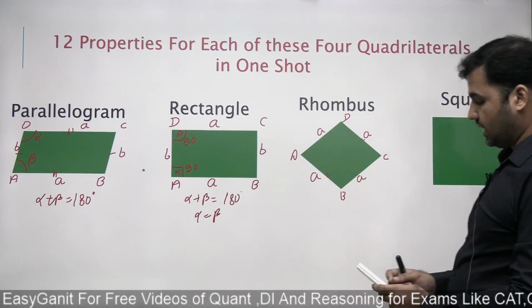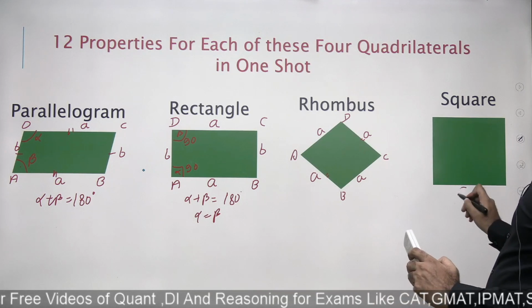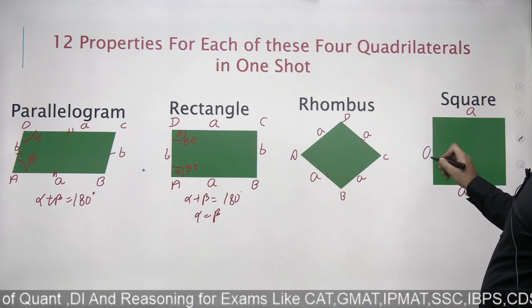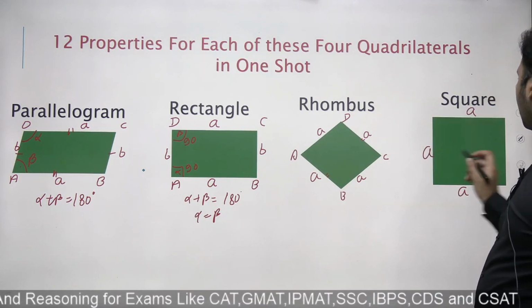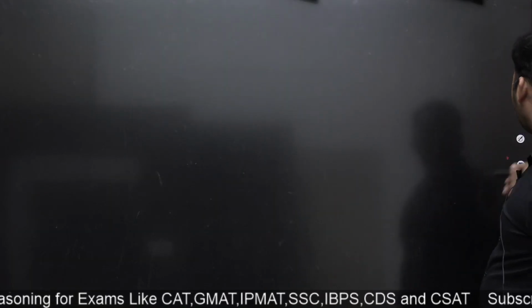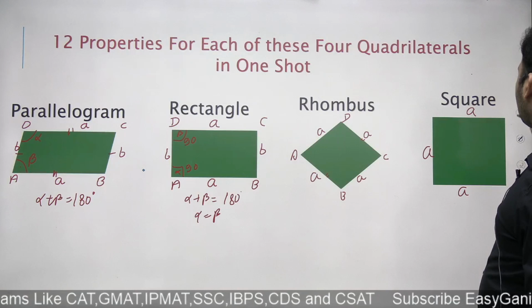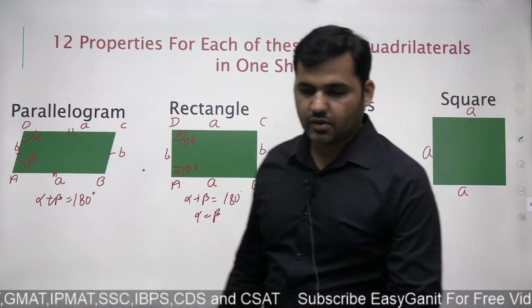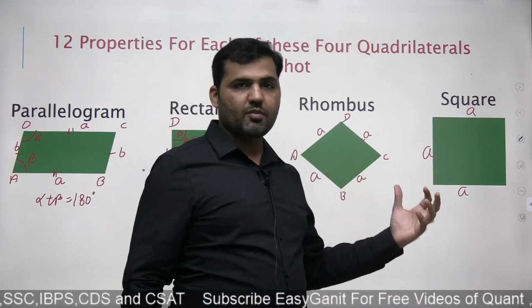In a square also you will see that opposite sides are parallel and equal. Opposite sides are parallel and equal. Okay, so what is the difference between square and rhombus? In this also opposite sides are parallel and equal, right? In this also you have opposite sides parallel and equal, and in rhombus also you have opposite sides parallel and equal. So what is the difference between the rhombus and square?